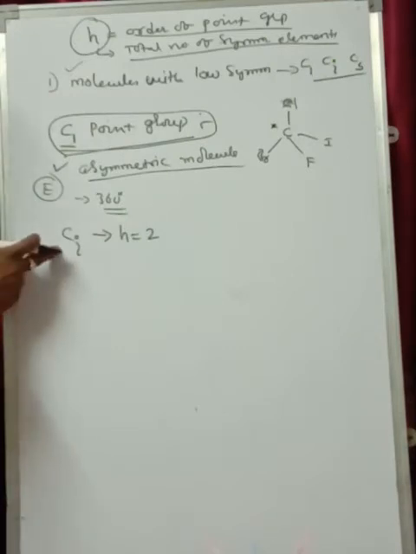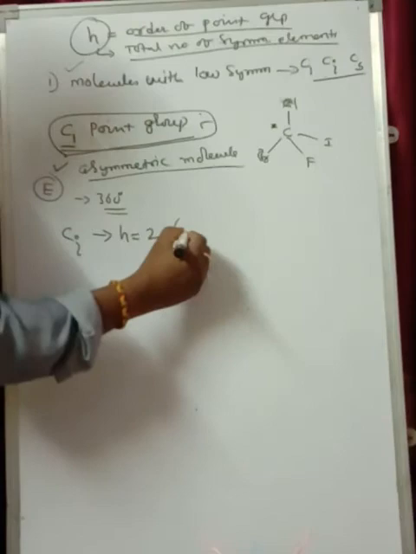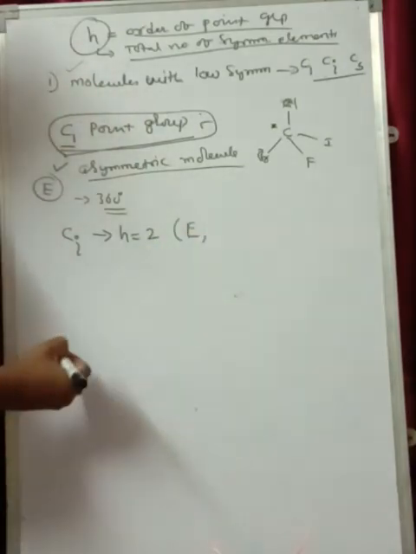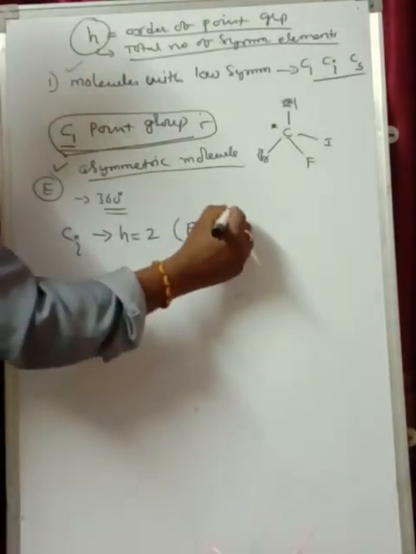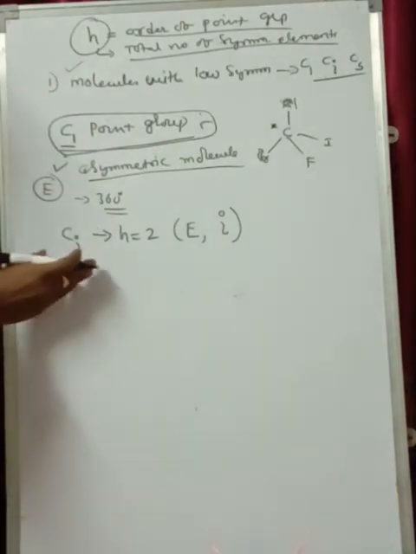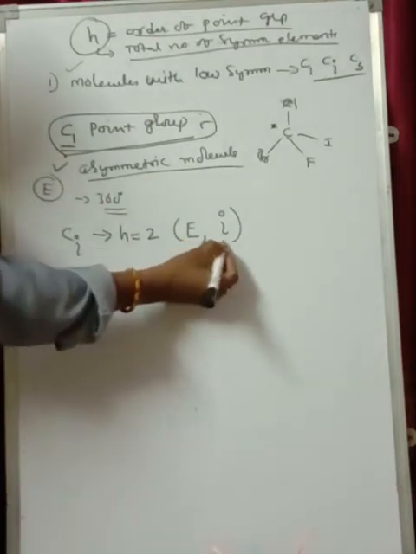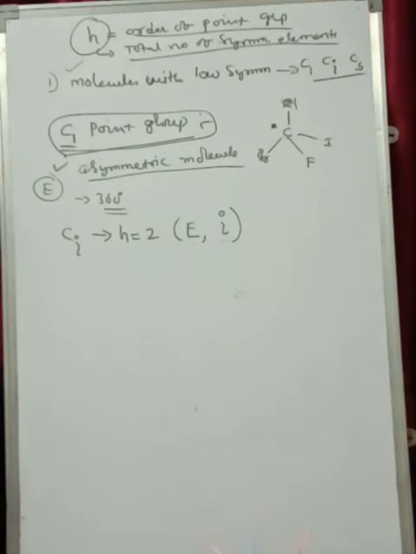That means this particular point group will have only 2 symmetry elements: one is identity and the other is the center of inversion, i. That means the molecules categorized under the Ci point group will have only 2 symmetry elements, one is identity and the other is the center of inversion. Now let us take some examples which come under this Ci point group.